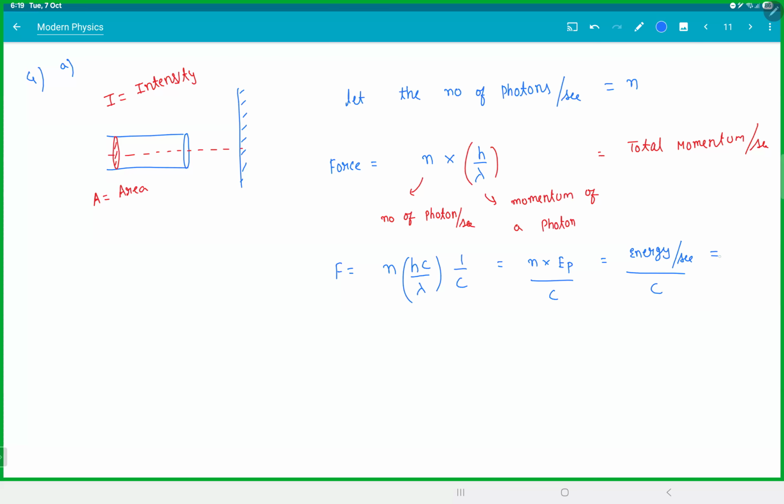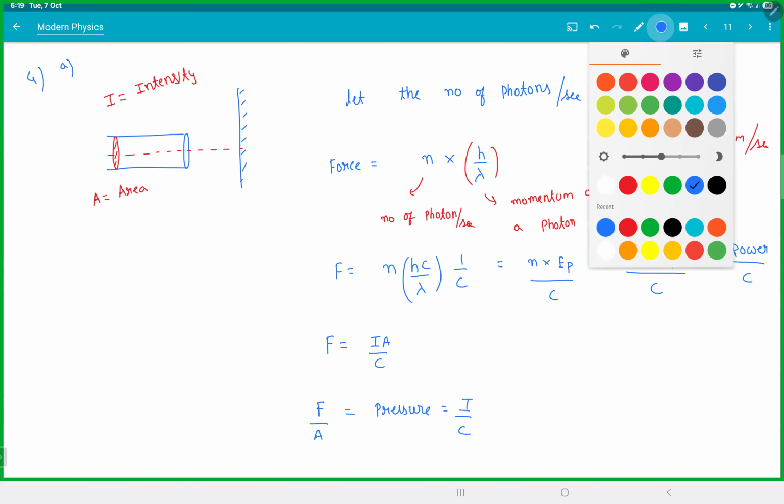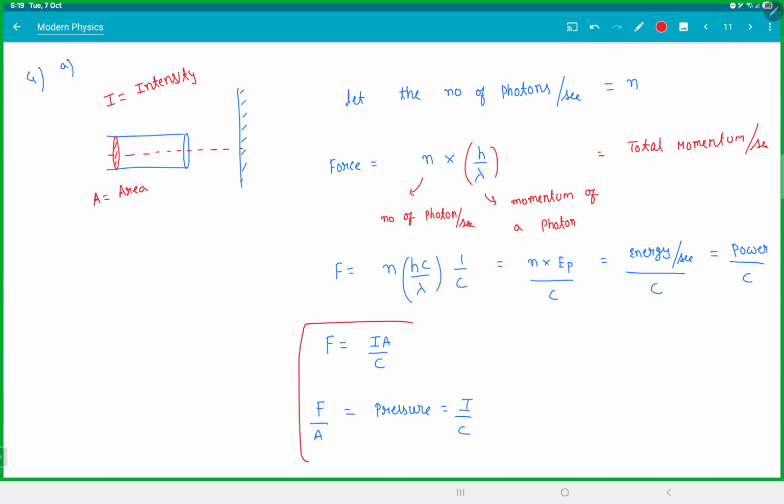Energy per second is nothing but power. So force is nothing but power divided by c. Power is nothing but intensity into area. And force by area becomes pressure. So whenever it's perfectly absorbed, the force is IA by c and the pressure is I by c.